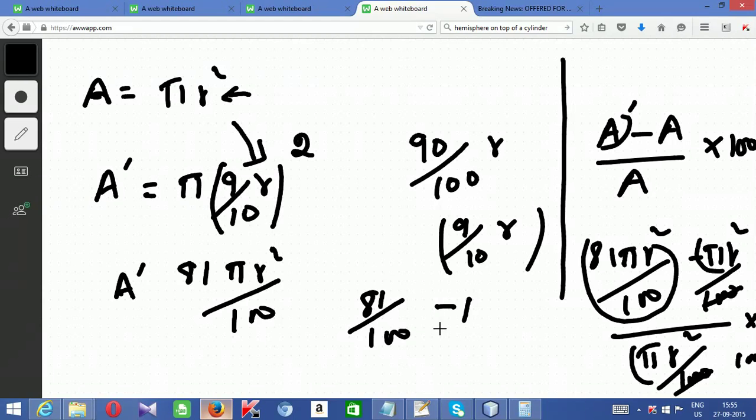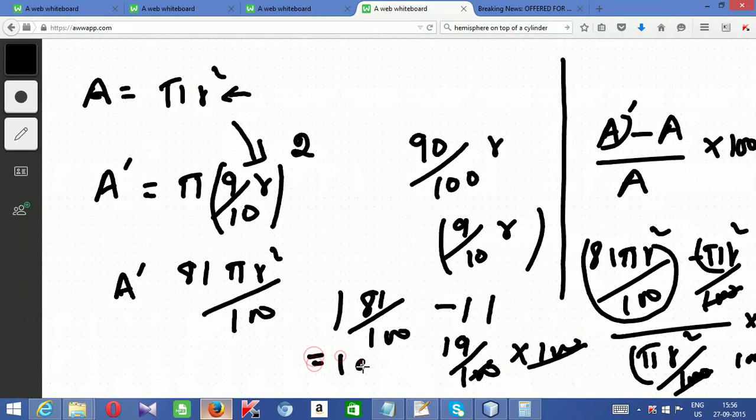And so old value minus new value, diminishing, right? So you need to take a modulus. So generally this will give 19 by 100 into 100. So the meaning of it is the area is diminished by 19%. Fine. So you need to find the difference between the new value and old value and divide it by the old value into 100. When you take pi r square outside commonly, you will end up with 81 by 100 minus 1. Even if you get it negative, make it positive because it's diminishing.